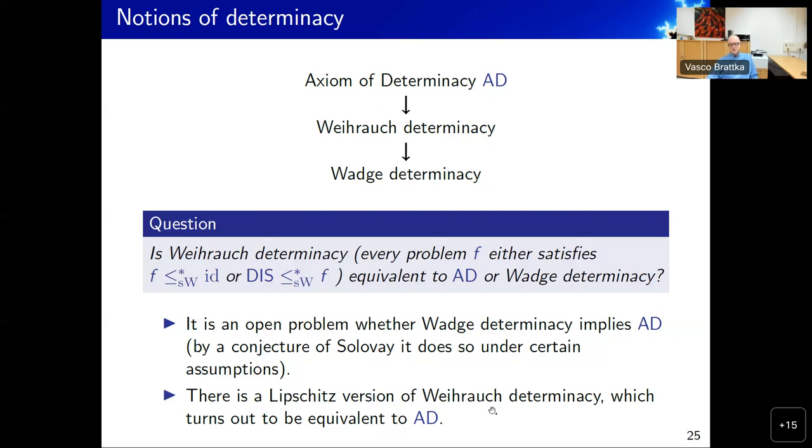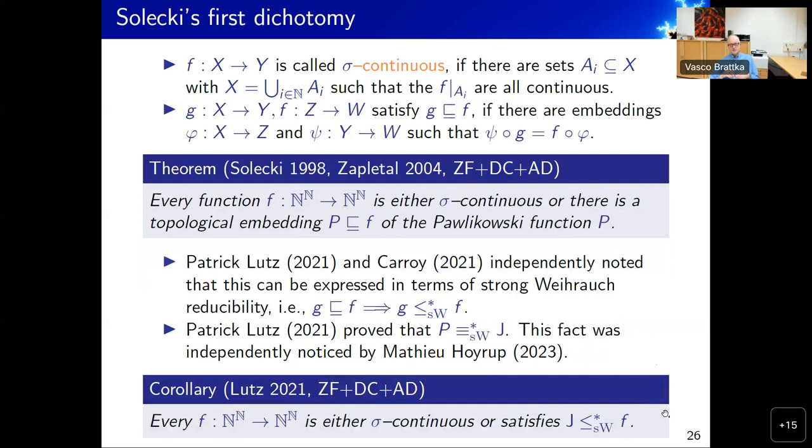There is a Lipschitz version of weak determinacy, which can be proved to be equivalent to the axiom of determinacy, but I don't know the answer for the non-Lipschitz version. So if someone is interested in this, I would be happy to learn the answer.